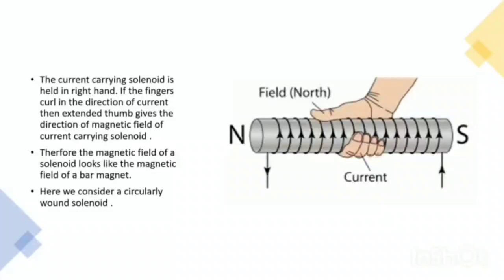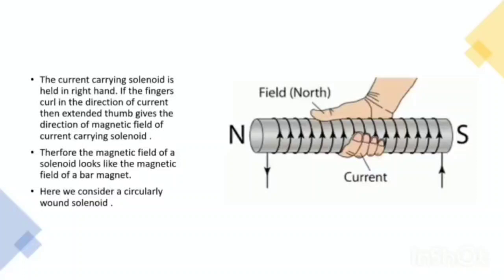Here we consider a circularly wound coil. Generally, the length of the solenoid is large as compared to the transverse dimension. For example, if the solenoid has circular turns, the length is large as compared to its radius. If it has square turns, the length should be large as compared to the edges.